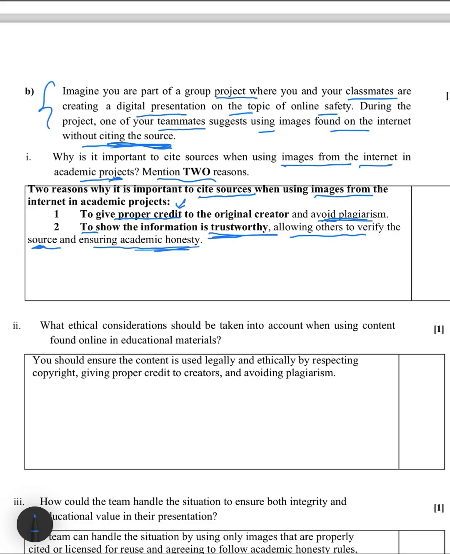Now let's go to the next question. Why should ethical consideration be taken into account when using content found online in education matters? So for ethical consideration, you should ensure the content is legally and ethically respecting copyright. So we have to respect the copyright of whatever content you find online, giving proper credit to the creator and avoiding plagiarism. Here, credit to the creator and avoiding the offense of plagiarism.